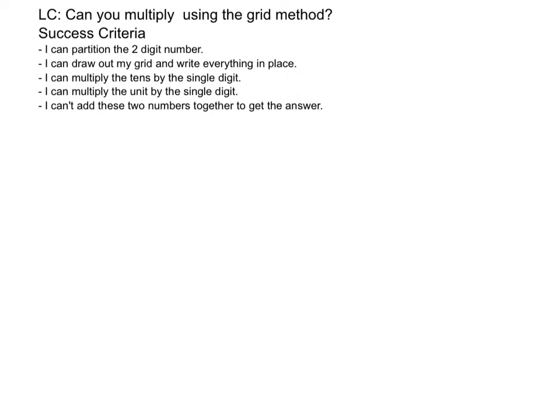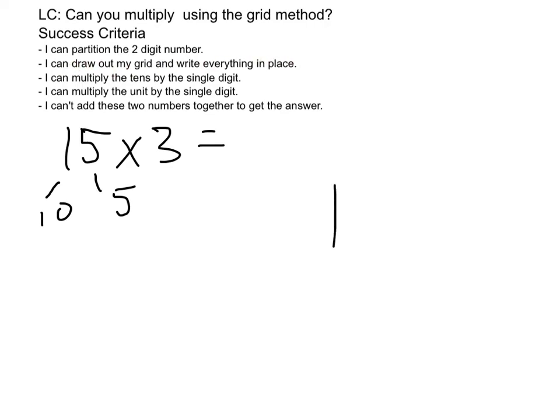So let's start off by doing 15 times 3. So my first step is to partition. So that would be 10 and that would be 5. The next step is to draw out your grid and write everything in place. So I draw out my grid.